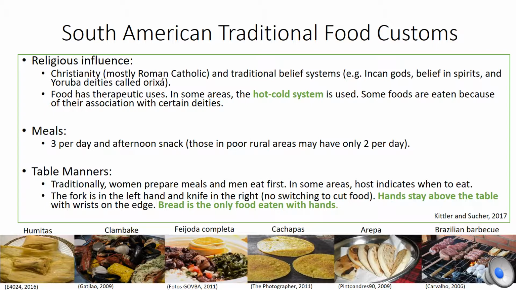Table manners include that traditionally women prepare meals and men eat first. In some areas, the host indicates when to eat. The fork is in the left hand and knife in the right. There is no switching to cut food. Hands stay above the table with wrists on the edge, and bread is the only food eaten with the hands.